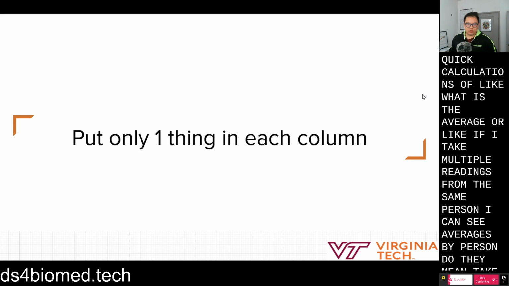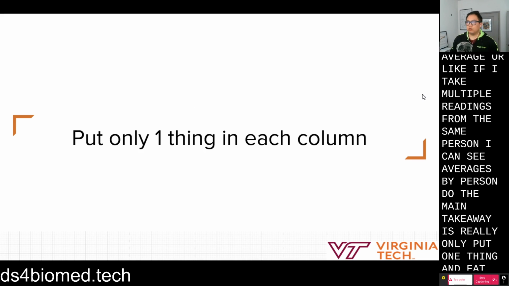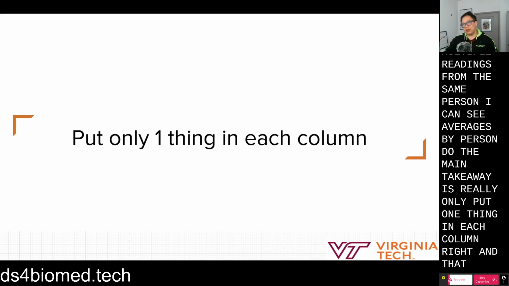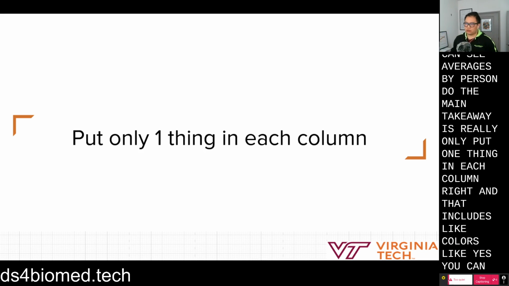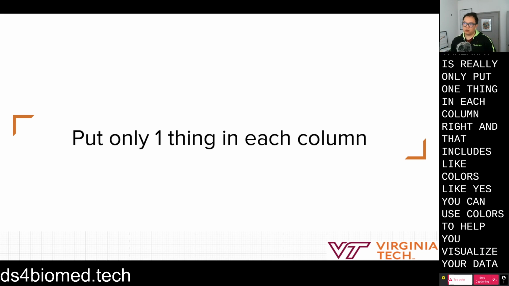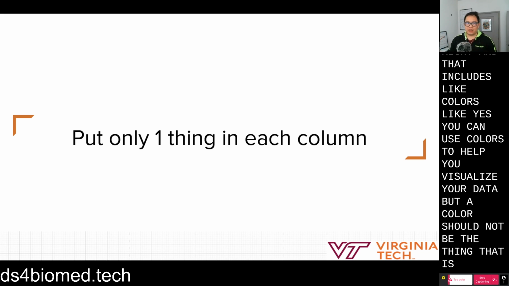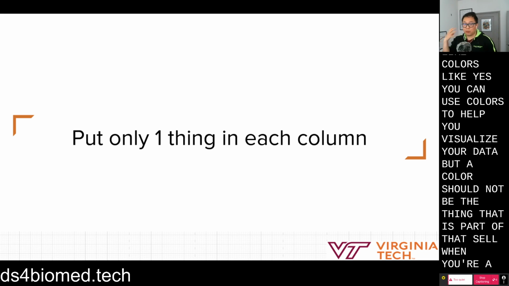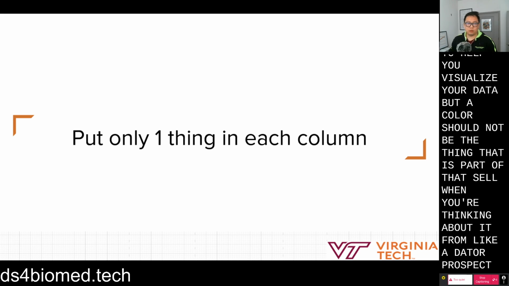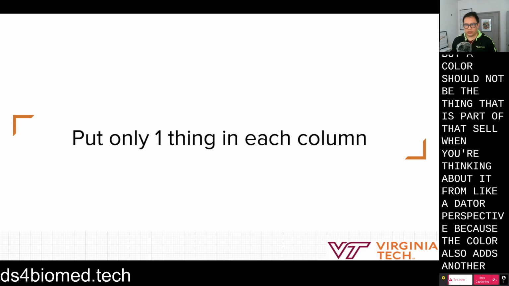So the main takeaway is really to only put one thing in each column, right? And that includes colors. Yes, you can use colors to help you visualize your data, but a color should not be part of that cell when you're thinking about it from a data perspective, because a color also adds another bit of information to a cell.